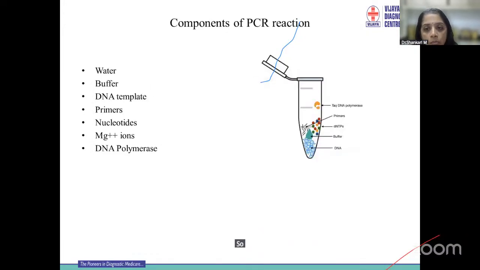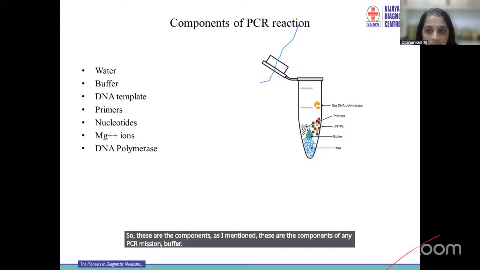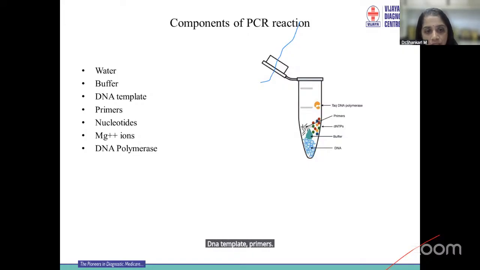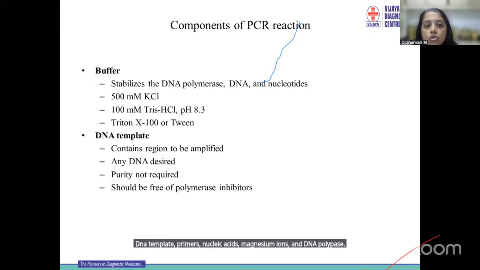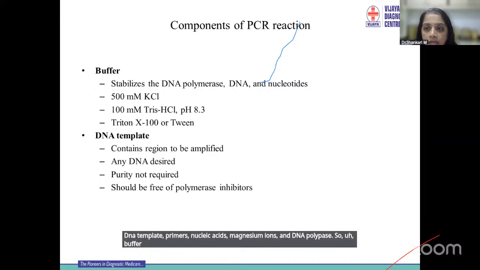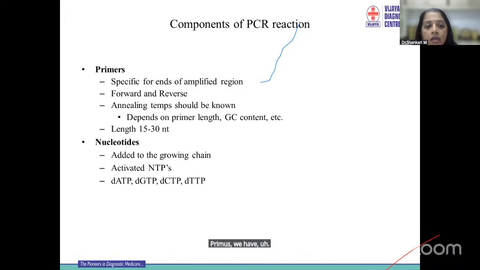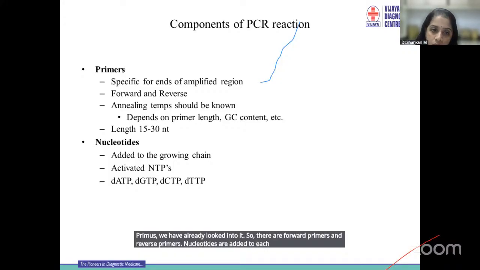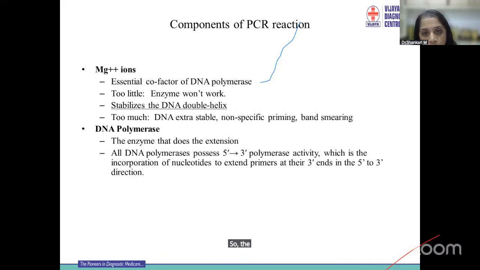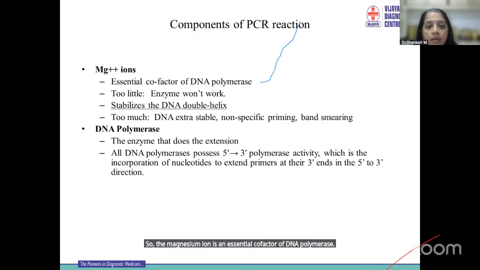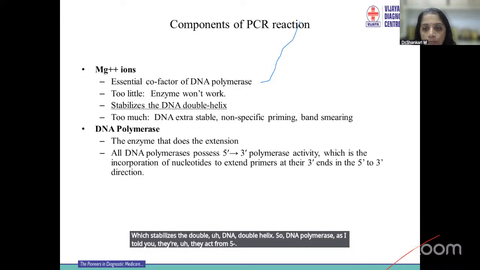So these are the components of any PCR reaction: buffer, DNA template, primers, nucleotides, magnesium ions, and DNA polymerase. Buffer stabilizes the polymerase and DNA and the nucleotides. Primers, we have already looked into. There are forward primers and reverse primers. Nucleotides are added to each of the growing chains. The magnesium ion is an essential cofactor of DNA polymerase, which stabilizes the DNA double helix. DNA polymerase, as I told you, acts from 5' to 3' end.